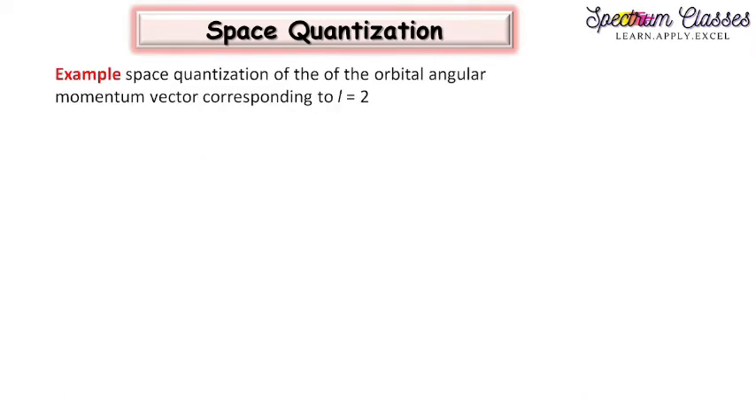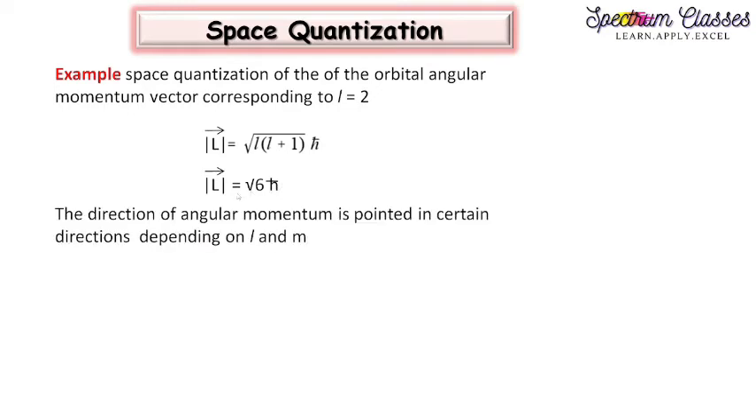So I am just showing another example. Here we are elaborating this example for L equal to 2, means for d orbital. Here the magnitude of L is under root L into L plus 1 h cross, and on putting the value of L we are getting under root 6 h cross. This is the magnitude. The direction of angular momentum is pointed in certain directions depending on the L and ml value. So now we are measuring the number of thetas which are possible for this system as it is quantized.